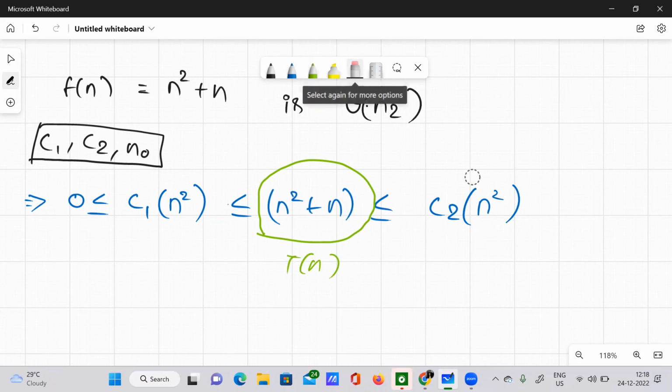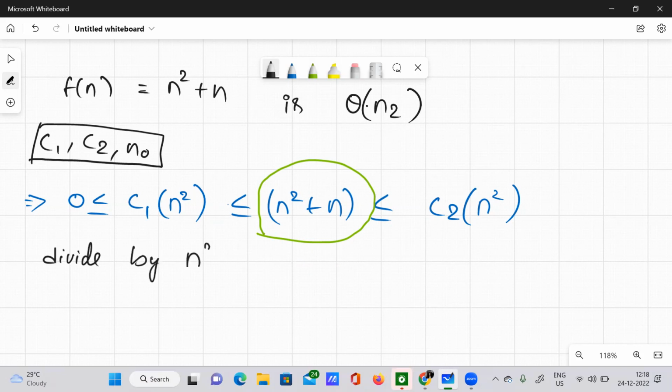So that's the thing. Now what I'm doing is I'll try to divide this by n square. I'm dividing the entire equation by n square. So what happens? Just have a look.